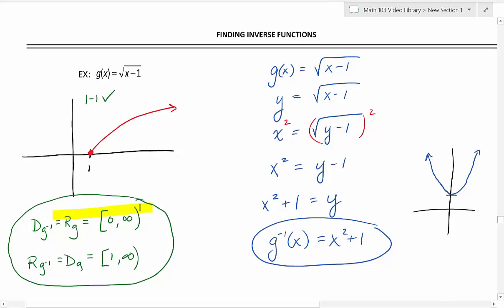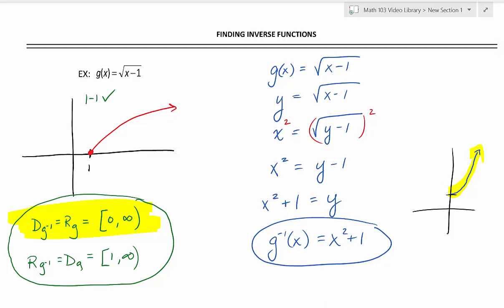But note that we have a domain restriction. It says that the domain of g inverse is only from 0 to infinity. So we're only looking at this half of the parabola. We're not looking at the left side at all. It's outside the domain. And since we're only looking at half of the parabola, it does pass the horizontal line test.